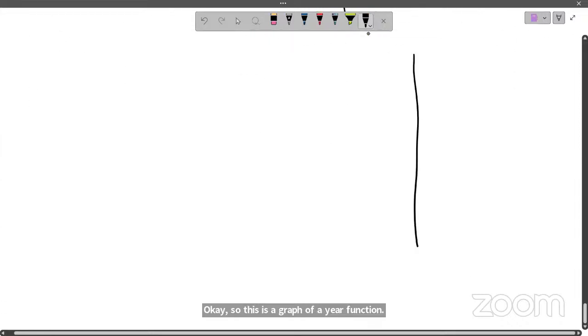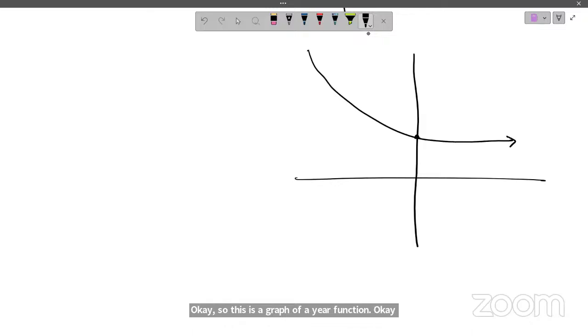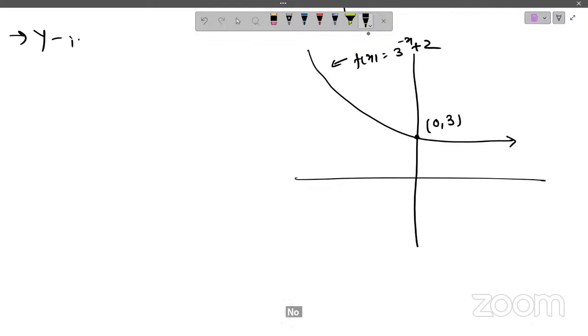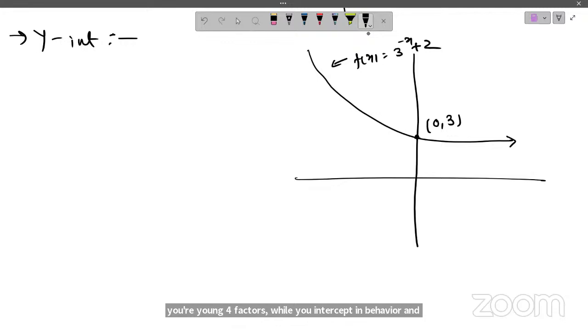Now I'll draw it neat and clear. This is the point (0, 3) because the x coordinate is 0. And this is the graph of f(x) = 3 to the power minus x plus 2. This much everyone agrees? Any doubt? No doubt. So now we'll go to the y-intercept. You're given 4 factors: y-intercept, end behavior, and so on. This graph will tell you everything, but I will recall once again. The y-intercept is 3 clearly.